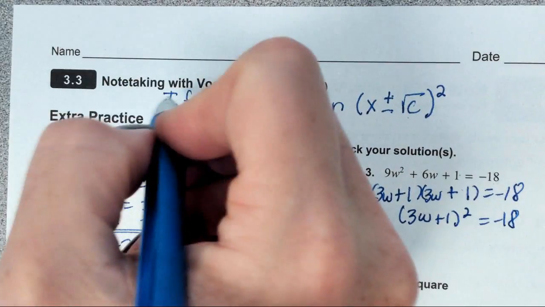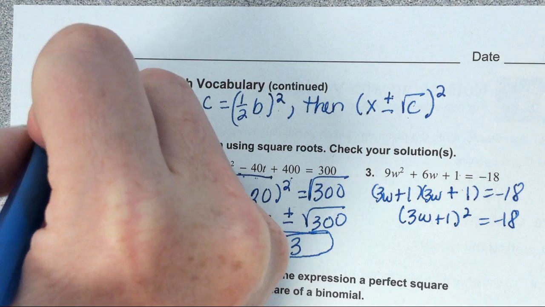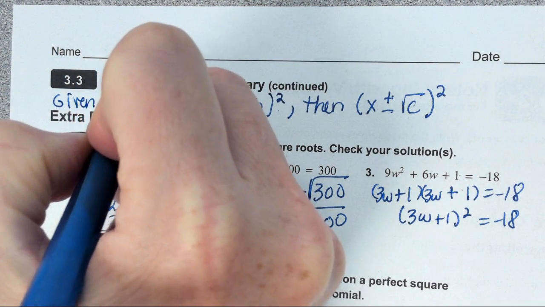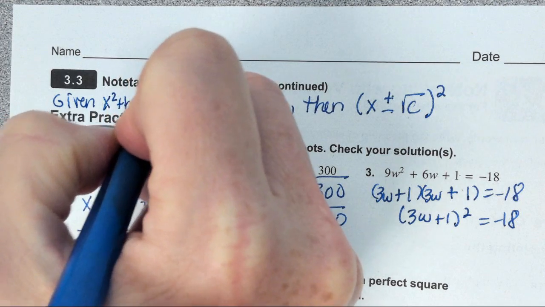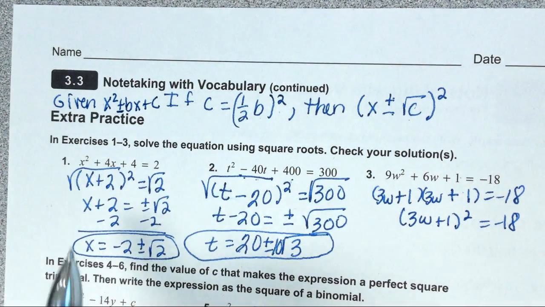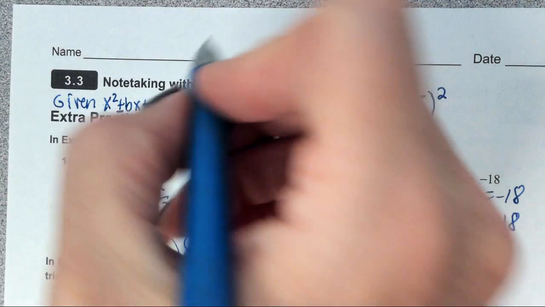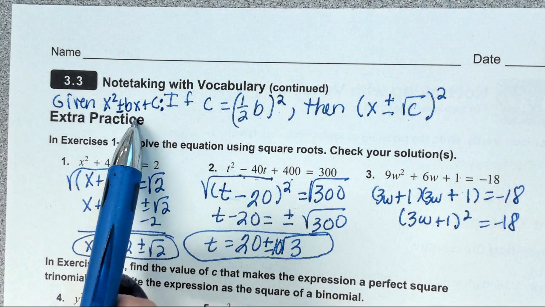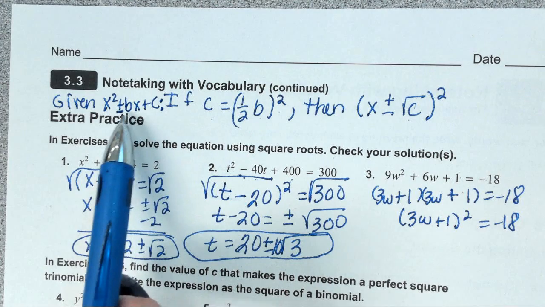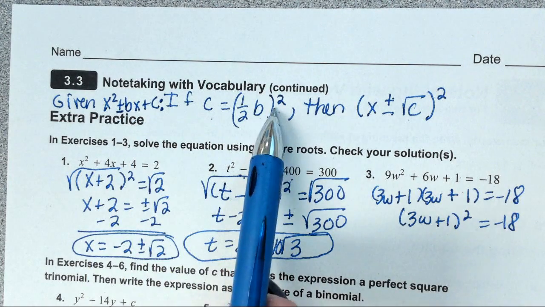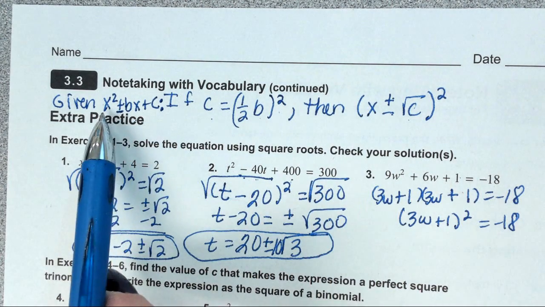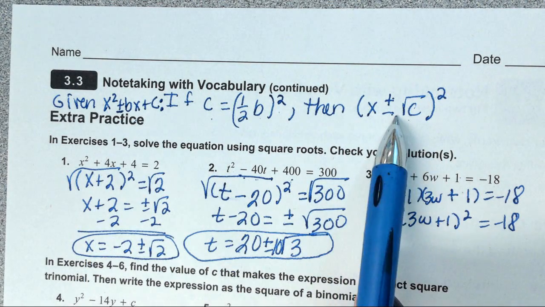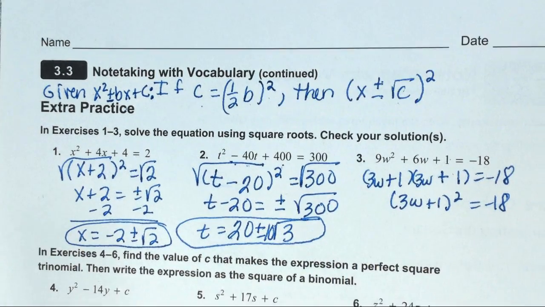Okay? And back here I want to say this. Given x squared plus bx plus c, this can actually be plus or minus. So these rules hold true for this. When we're given this function, if c is equal to 1/2 of b squared, then it's going to factor down into x, plus if it's a plus, minus if it's a minus, the square root of c, squared, quantity squared.